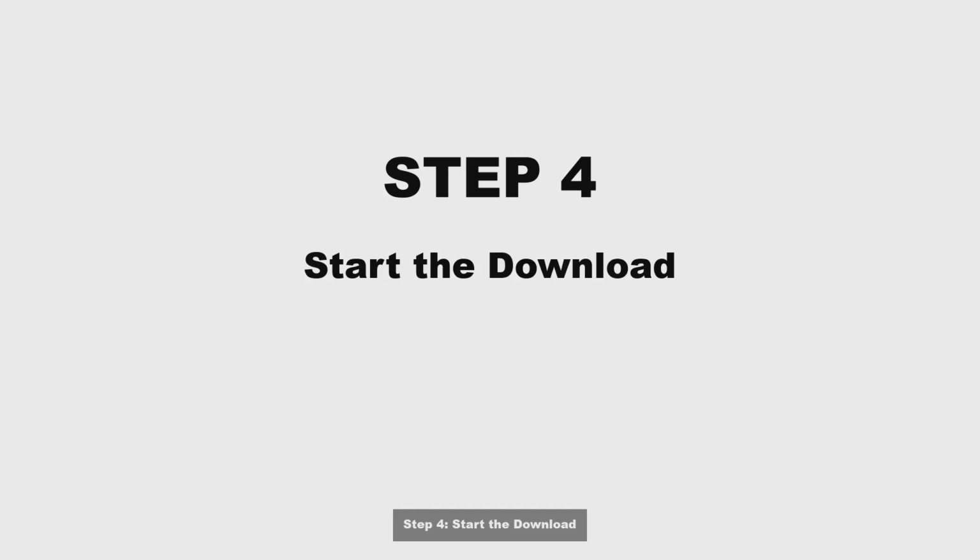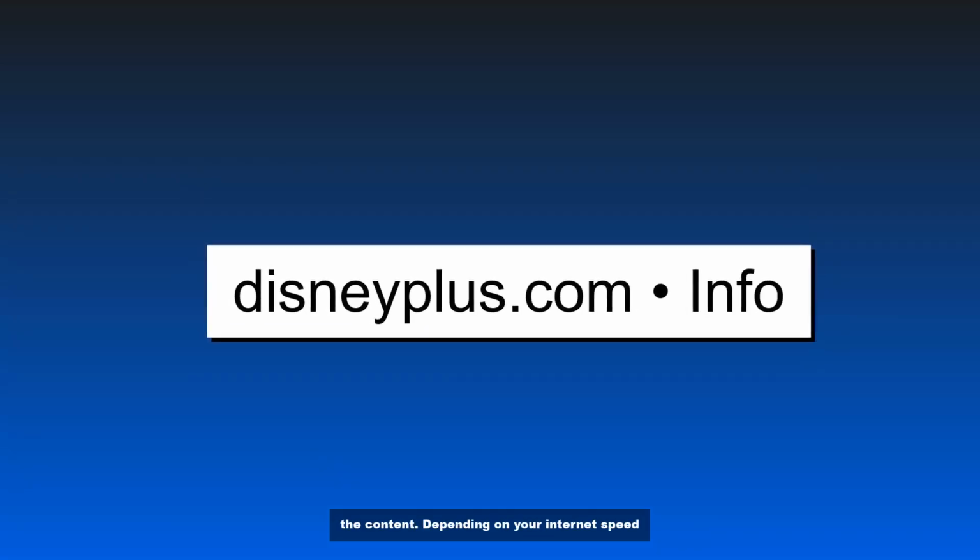Step 4. Start the download. Tap on the download icon to begin downloading the content. Depending on your internet speed and the size of the file, this may take a few moments. You can monitor the download progress in the app.